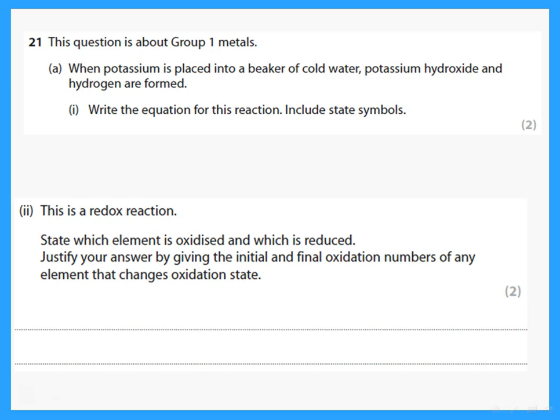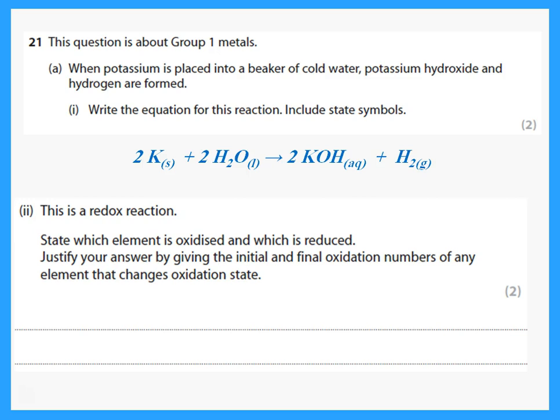This question is about group 1 metals. When potassium is placed into a beaker of cold water, potassium hydroxide and hydrogen are formed. Write the equation for this reaction. Include state symbols. So this is potassium plus water to give potassium hydroxide plus hydrogen. Of course, it has to be balanced, and don't forget the state symbols.